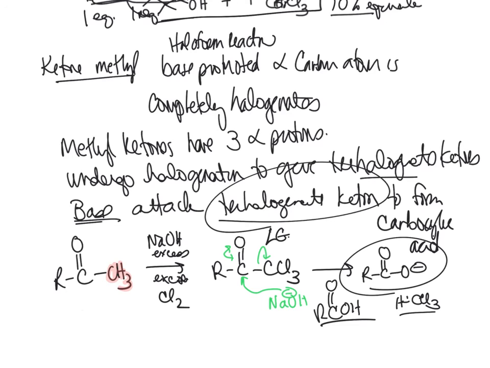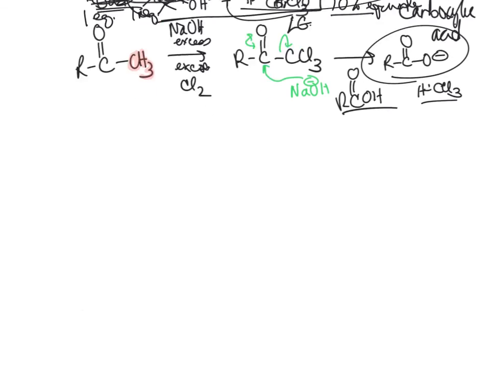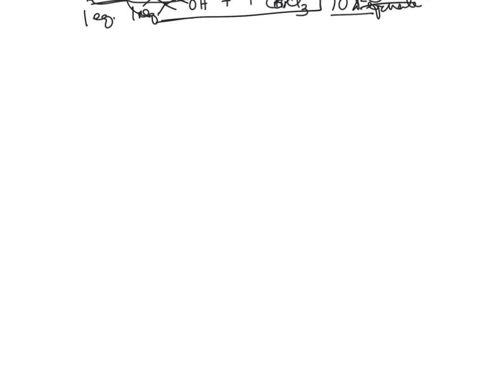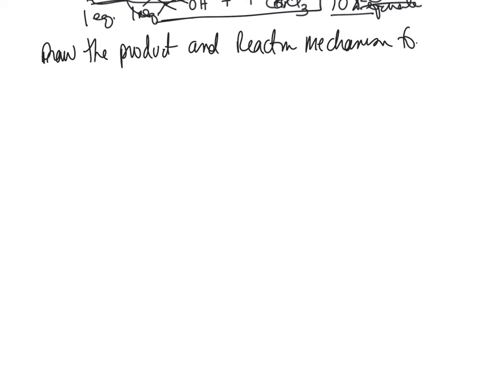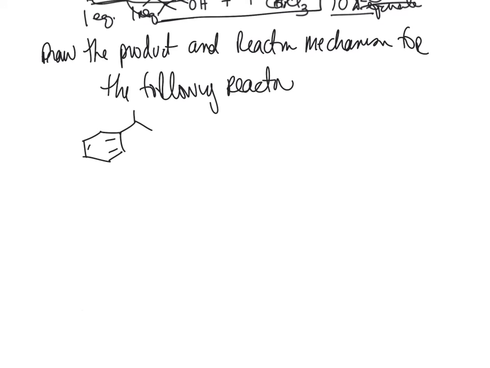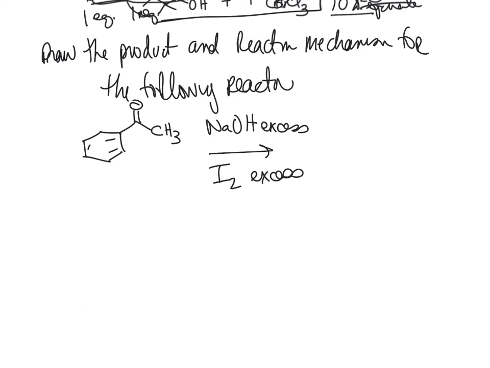I don't think I have any questions for you to work, so I'm going to add one. Okay, so your practice exercise that you can add here. So let's draw the product and reaction mechanism for the following reaction. And let's do excess sodium hydroxide and excess iodine. Okay, so draw the product for this reaction and the reaction mechanism.